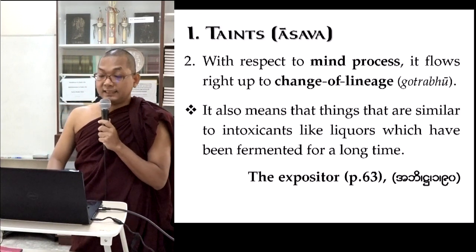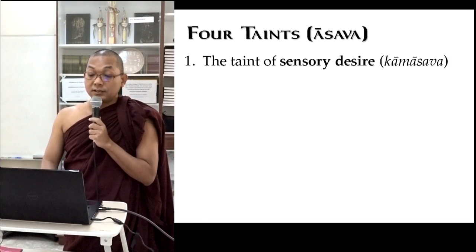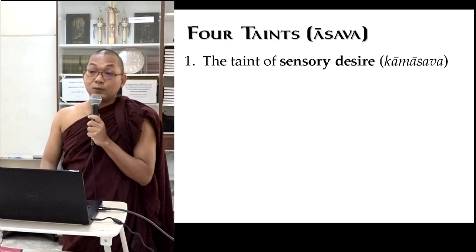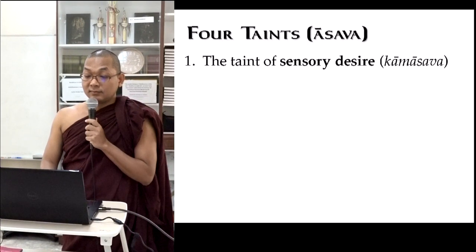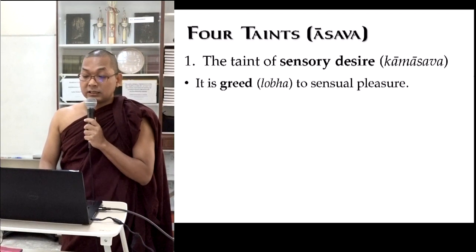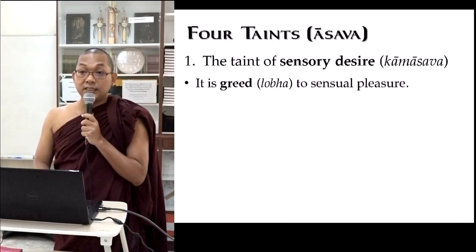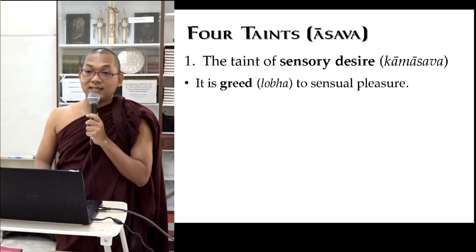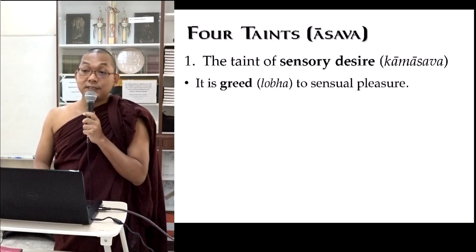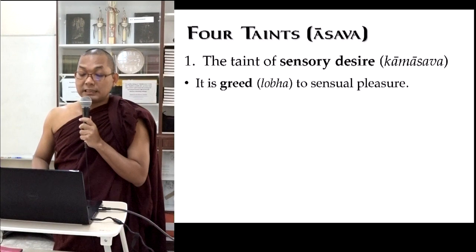No question. Okay. So we have four taints, āsava. Number one, the taint of sensory desire. Some will translate it as sensual desire. Kamasava. Sensual pleasures, you crave for them. Actually, we desire the senses. We want to see, we want to hear, want to eat, want to touch, want to think. All these are sensory desire, especially with your senses. Desire to see, that is a sensory desire.